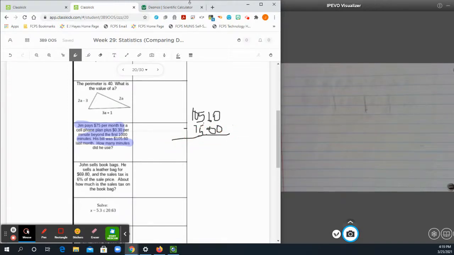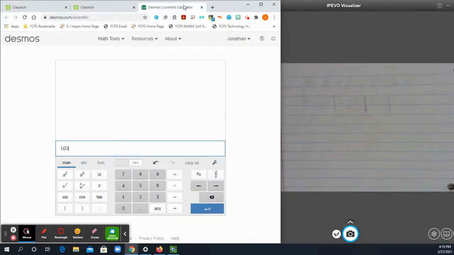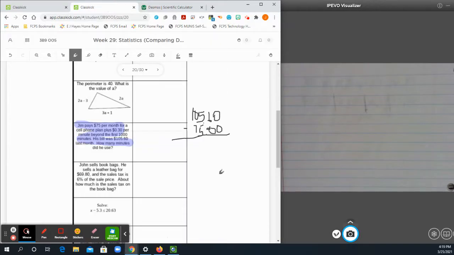So let me grab my calculator. I've got 105.60 minus $75. I get 30.6. But we're talking about money here, so 30.60. That's how much extra he paid on his bill. So we're talking about extra minutes. Now, if every extra minute was 30 cents, how do we know how many extra minutes he used? Well, don't I need to know how many times 30 cents goes into that? So we're going to divide by 0.30.